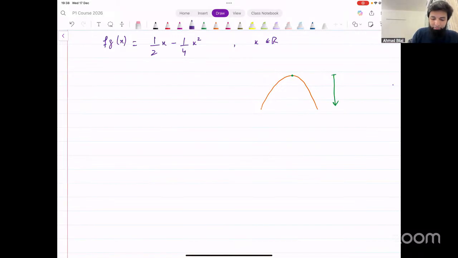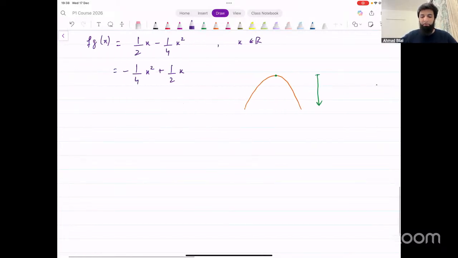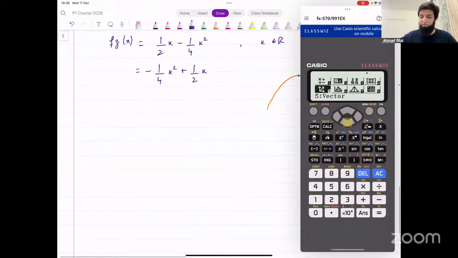Let me rearrange this. fg(x) is minus 1 over 4 x squared plus half x, right? One idea is that you use minus b over 2a to find the x coordinate of the turning point, and then you input that value of x back in the function to find the corresponding y value. Or you could use differentiation to find the x coordinate and then input that value of x back to find the corresponding y coordinate. But we know for finding the turning point of a quadratic function, we could use our calculator directly as well.